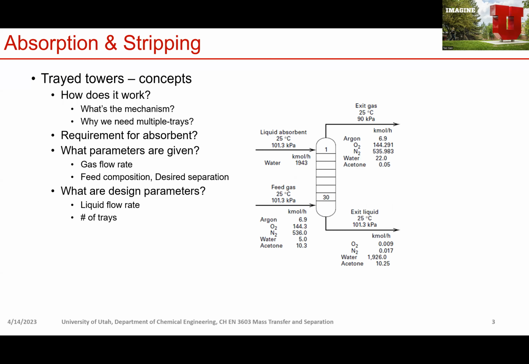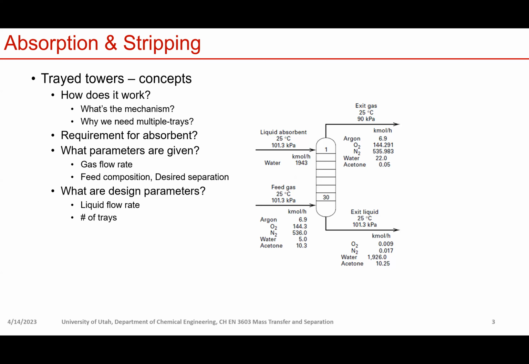Okay, regarding the concepts here, regarding absorption stripping, right? We talk about two different types of towers, tray tower and the packed tower, right? If you are given a tray tower, you need to know how it works. What's the mechanism? What is an absorber? What's the function of an absorber and a stripper? What are the feeds and what are the products? And how does it work? For a tray tower, why do we need multiple layers? Then what is the requirement for the liquid absorbents?